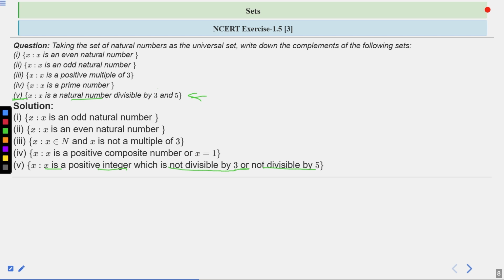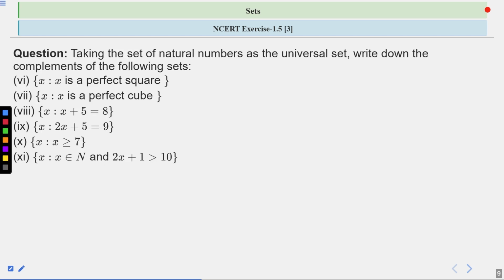Now, moving to the next question. Taking the set of natural numbers as a universal set, write down the complement of the following sets. Simple. So you have to write the complements of the following sets. In sixth, the collection is all perfect squares. In seventh, the collection is perfect cubes.